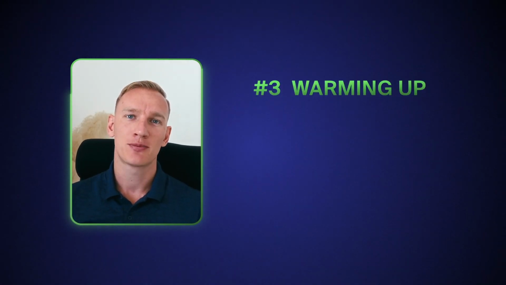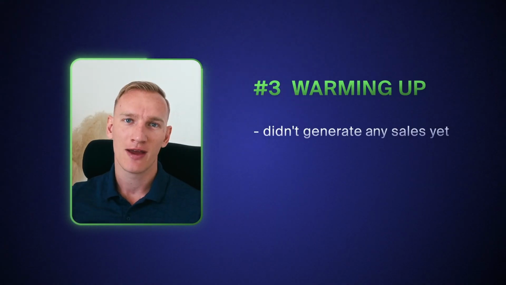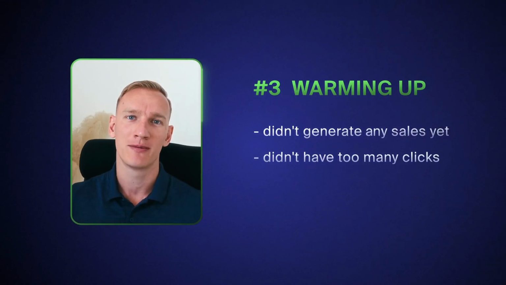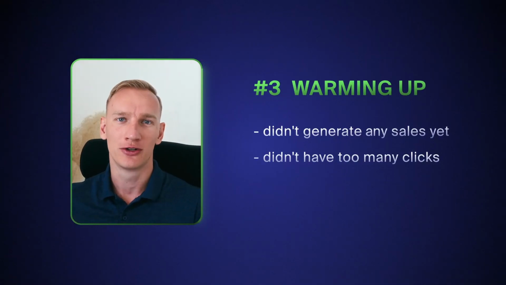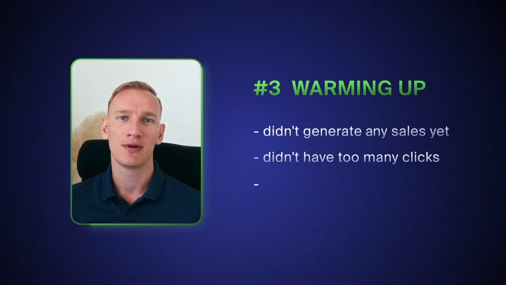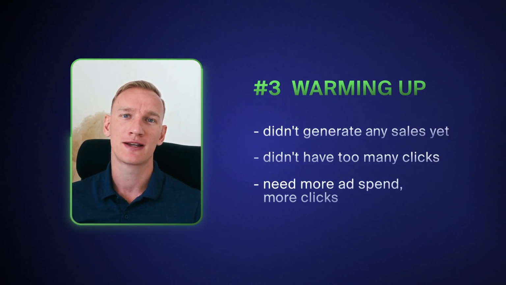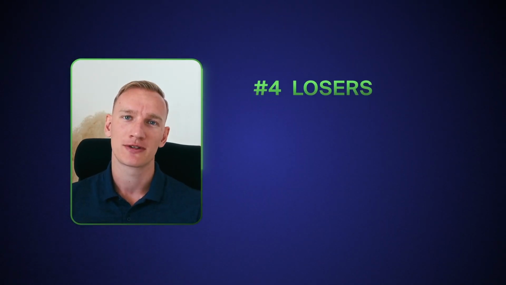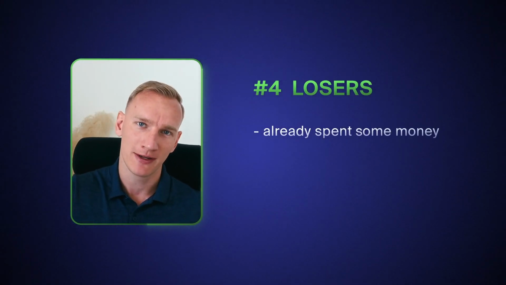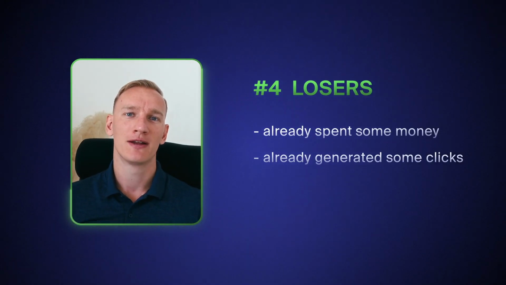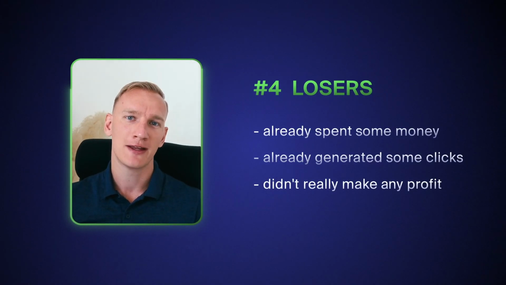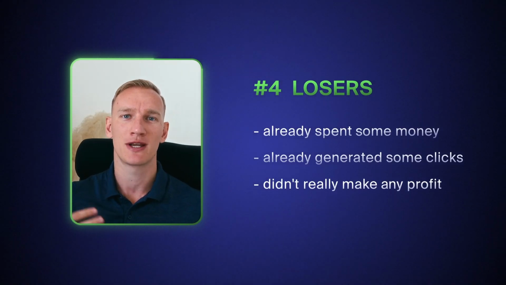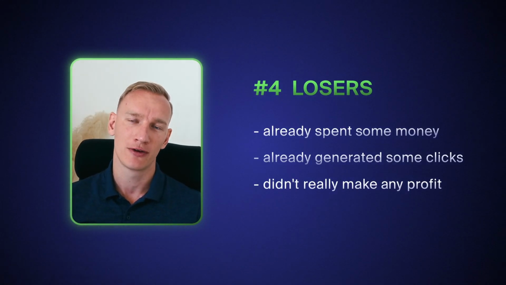The third product category is actually called warming up. These products didn't generate any sales yet, but they also didn't have too many clicks to even say that they have potential or don't really have potential. So they simply need more ad spend, more clicks and more sales to generate and move them higher up in the ladder. And the fourth category is actually called losing products. These products already spent some money, they generated already some clicks, but they didn't really make any profit. That could mean that they generate some sales, but they were simply not profitable around the break-even ROAS or 2 or higher.